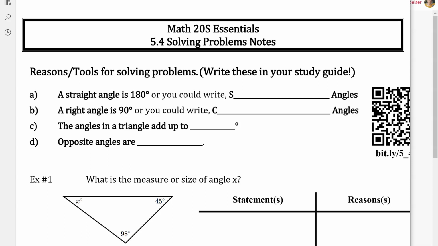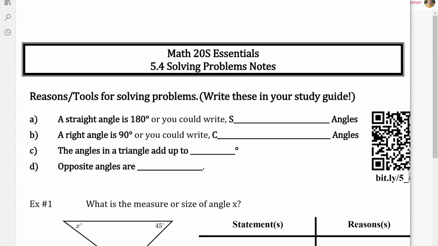A is the fact that a straight angle is 180 degrees. You could also write supplementary angles. There it is. The second one, a right angle is 90 degrees, or you could write complementary angles.